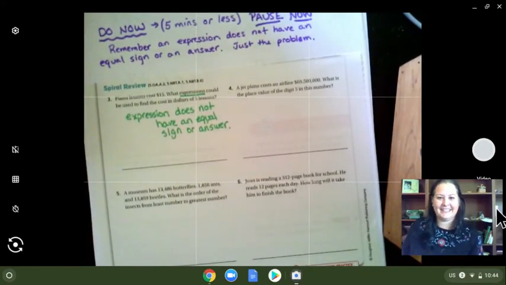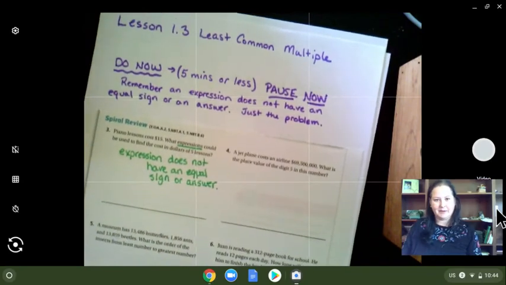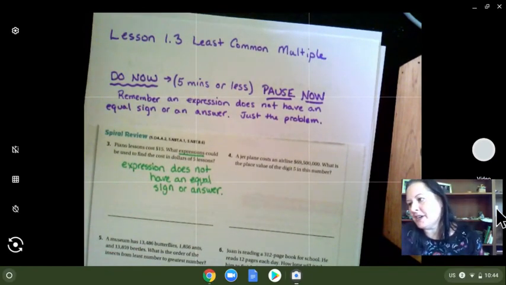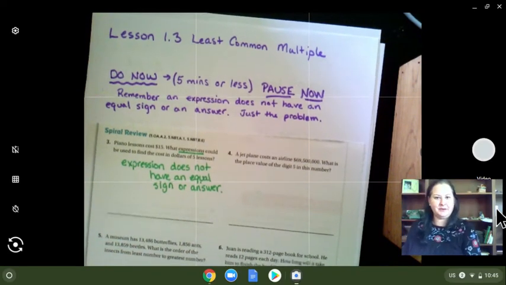All right, today's lesson is going to be about the least common multiple. So we're on lesson 1.3, and our essential question is, how can you find the least common multiple of two whole numbers? So that's what we're going to start today.